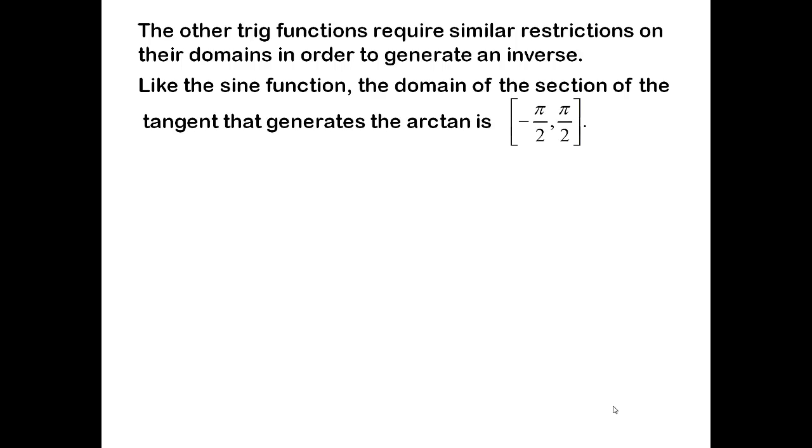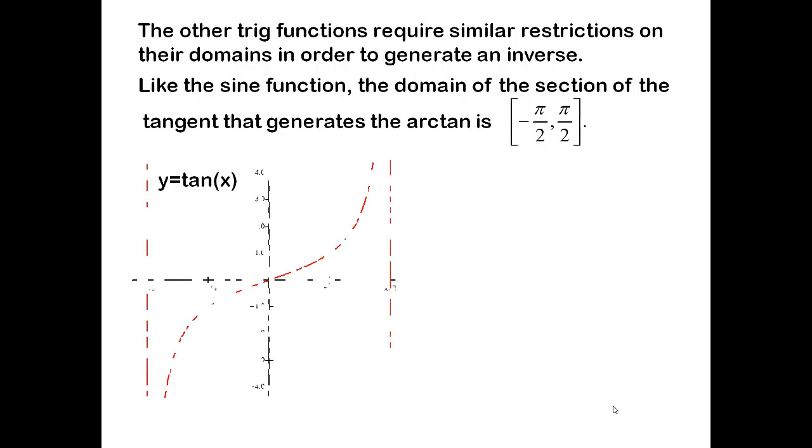Tangent, because it's odd like the sine function, it makes sense that it's going to be fairly similar in its inverse function's domain. The domain of the tangent function that generates the arc tangent, or the inverse tangent, is from -pi/2 to pi/2, just like the sine. So there's the tangent function. Remember, these vertical red lines are asymptotes because the tangent function doesn't have a value. It's undefined at odd multiples of pi/2.